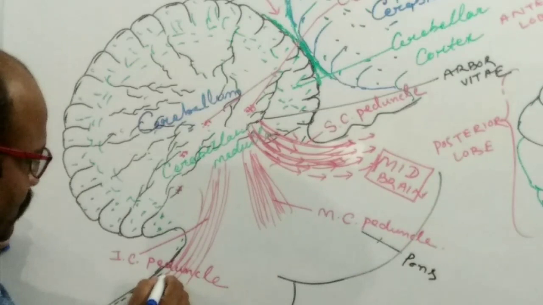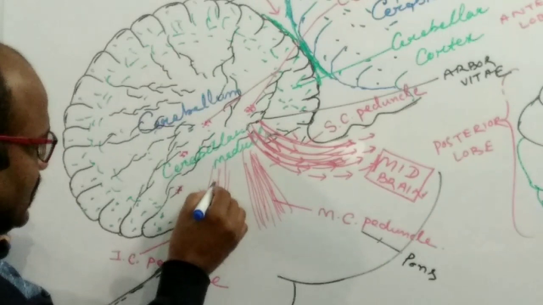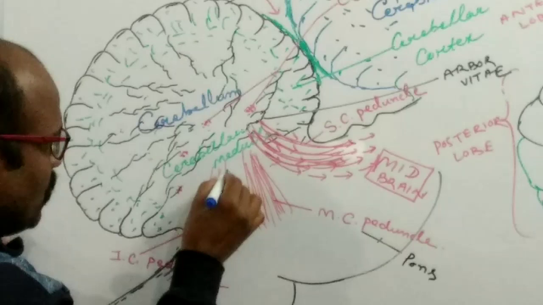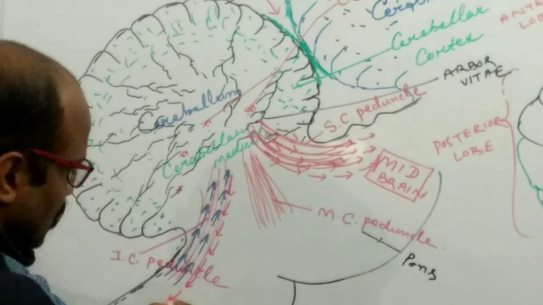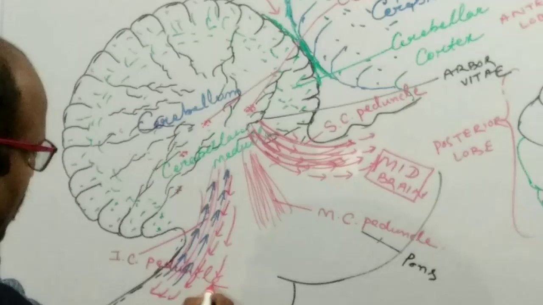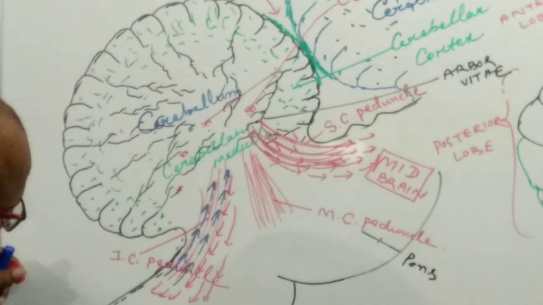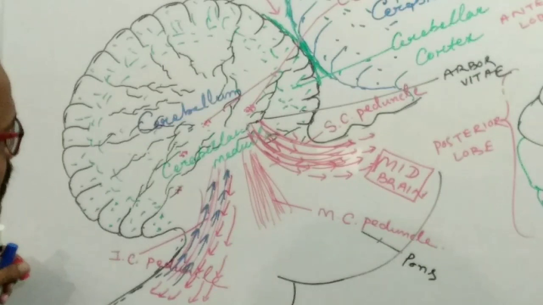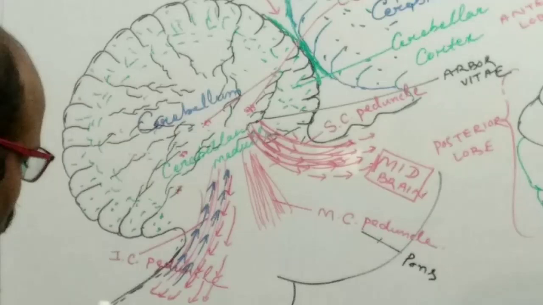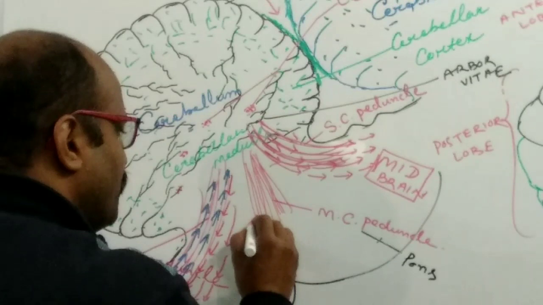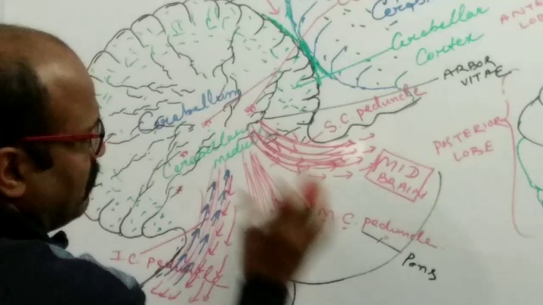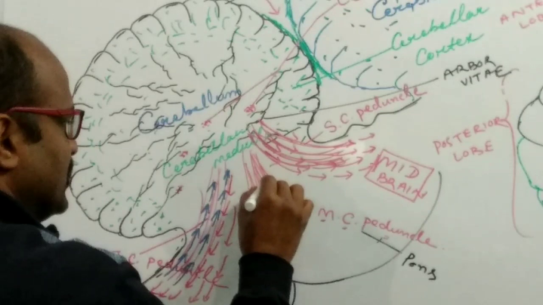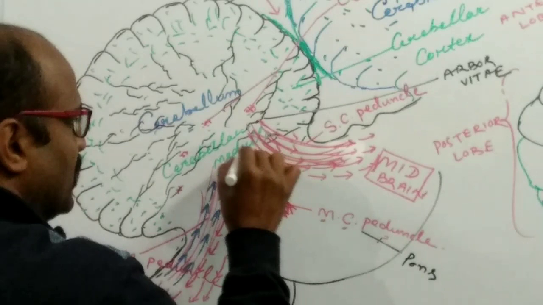The inferior cerebellar peduncle contains both motor and sensory fibers, which come from the medulla and spinal cord. This is the medulla and this is the spinal cord. And the middle cerebellar peduncle contains only sensory fibers, and it connects the cerebellum with the pons. Such fibers come out from the pons.